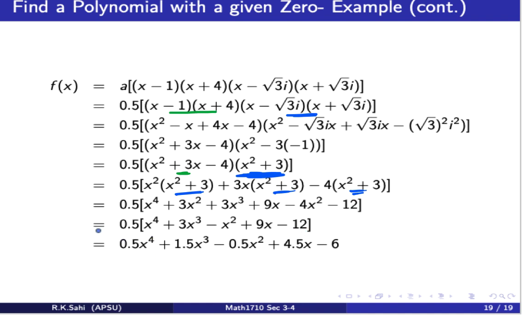Now to get the final answer, I am going to distribute 0.5. Remember, till now 0.5 was nicely following down all the steps, doing nothing. The final one is where 0.5 plays a major role. So you multiply 0.5 to every term here, and this is what you get. So this is the polynomial we're looking at: 0.5x to the 4th plus 1.5x cubed minus 0.5x squared plus 4.5x minus 6.